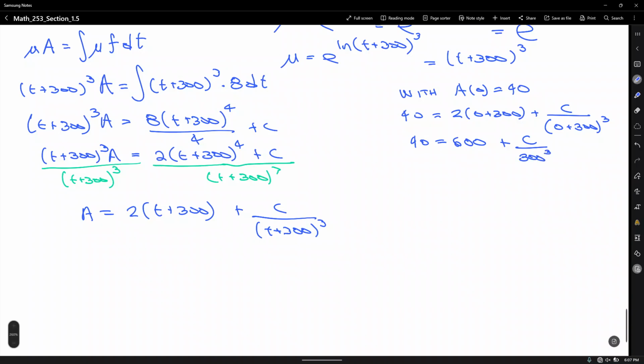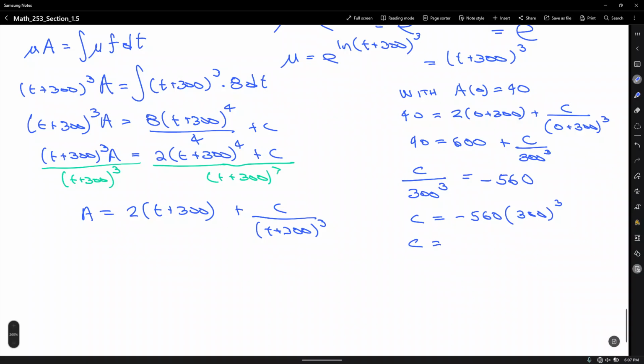Okay, let's solve for the variable C right here. 40 minus 600, that leaves us with C over 300 cubed equal to negative 560. And then multiply both sides by 300 cubed. Negative 560 times 300 cubed. So it's quite a big number. So C will be equal to a big number.